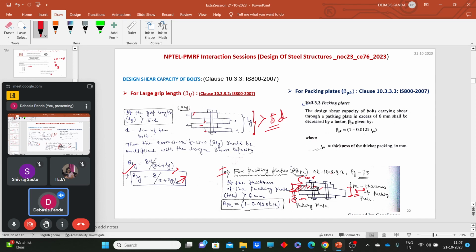Although if the thickness of the packing plate we need to provide is more than 6 mm, we need to introduce one correction factor. And the correction factor can be calculated using this formula: beta pk is equal to 1 minus 0.0125 of tpk. Okay, so what is that tpk? This is the thickness of the packing plate. And now move to the next question.